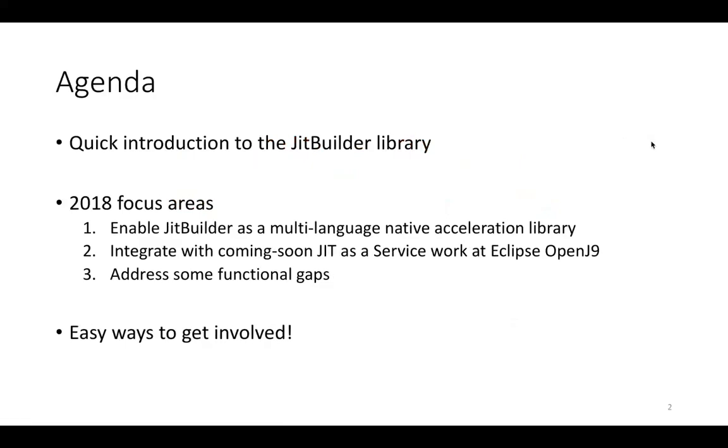In terms of an agenda, there's three basic areas. I'm just going to give a quick introduction to the JitBuilder library for anybody who doesn't know what it is but happens to be listening to this presentation, and give a little bit of status on some of the current projects that are using JitBuilder. I'll then switch over into the focus areas for three different types of work that's going on at the project right now, and that I'm hoping will complete within the time frame of the 2018 calendar year. And I'll wrap up at the end with hopefully some easy ways for people to get involved if they're interested, after I've hopefully motivated you to be excited about this project.